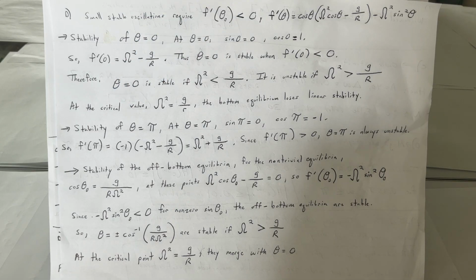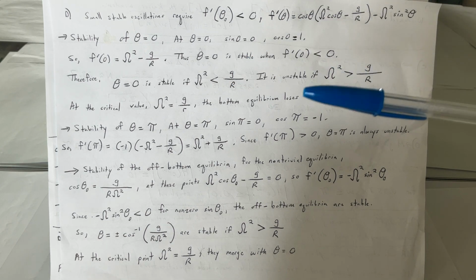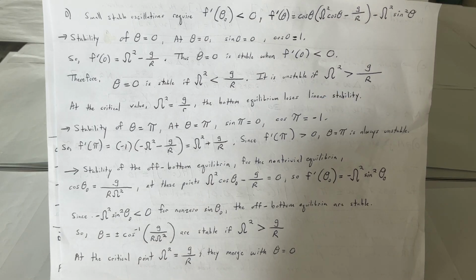And therefore, theta equals 0 is stable if omega squared is less than g over r, and it is unstable if omega squared is greater than g over r. And at the critical value, omega squared equals g over r, the bottom equilibrium loses linear stability.